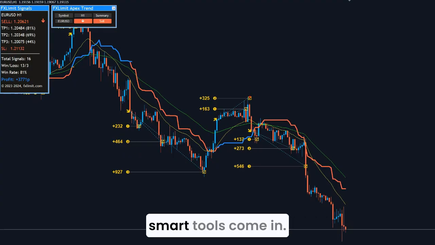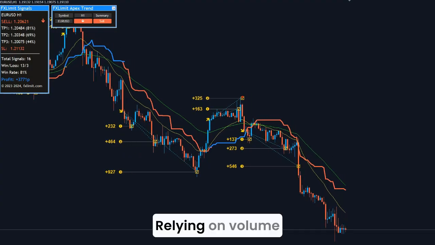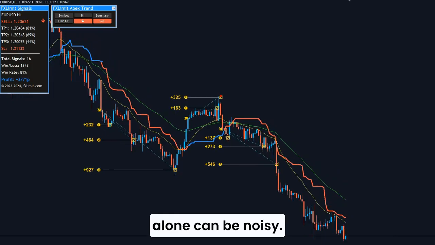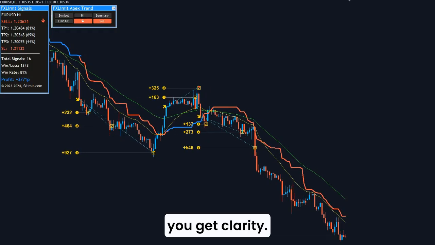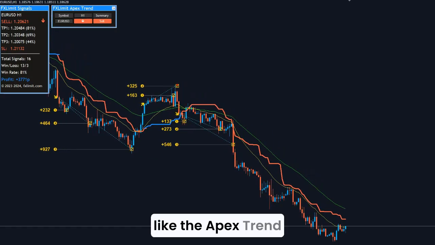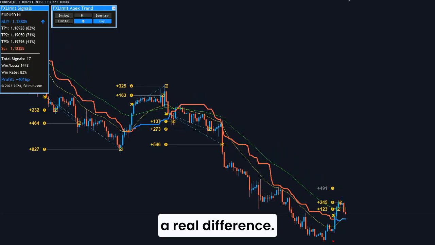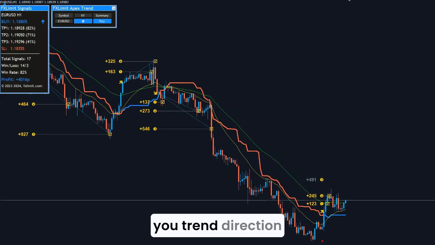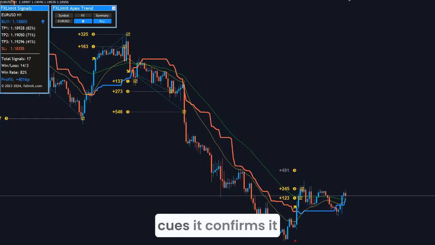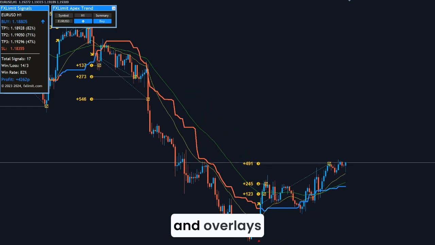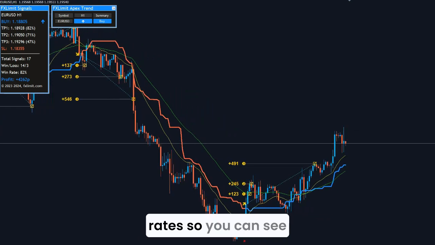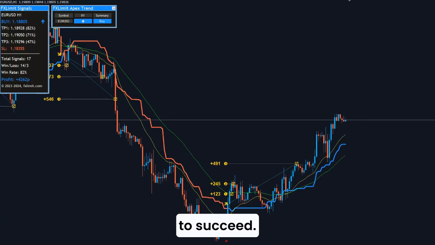Now, here's where smart tools come in. Relying on volume alone can be noisy, but when combined with a reliable trend indicator, you get clarity. That's where something like the Apex Trend Indicator makes a real difference. It doesn't just show you trend direction with simple visual cues, it confirms it with non-repainting buy and sell signals, and overlays statistical success rates so you can see how likely a trade is to succeed.